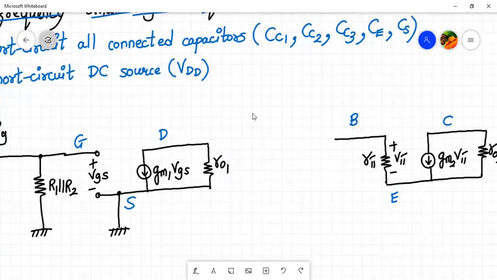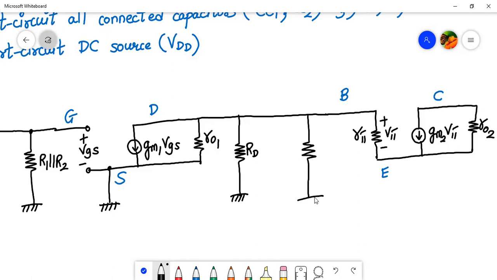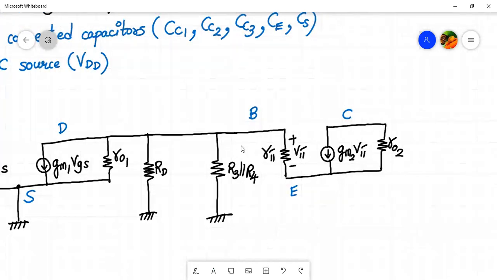So first of all, let me connect them together. Drain terminal is connected to the base terminal. Then we have resistor RD going towards the ground. So here it is, resistor RD. Then we have resistor R3 parallel to R4. So here is the resistor R3 parallel to R4, right? And that's the connection between the drain and the base terminal.